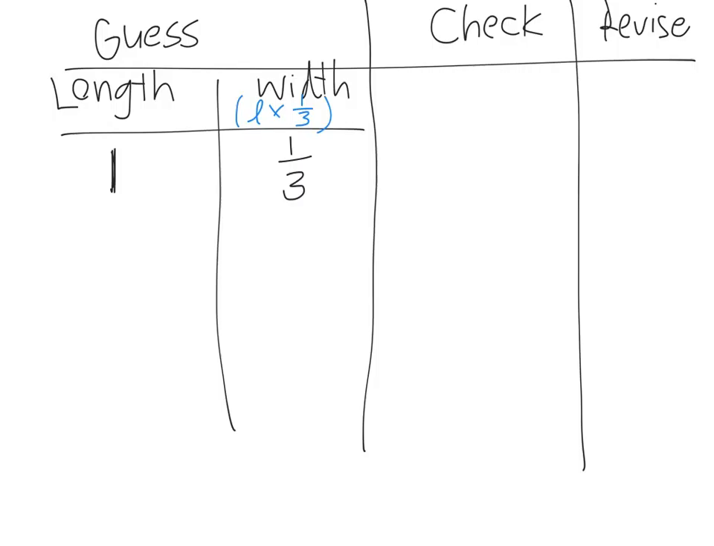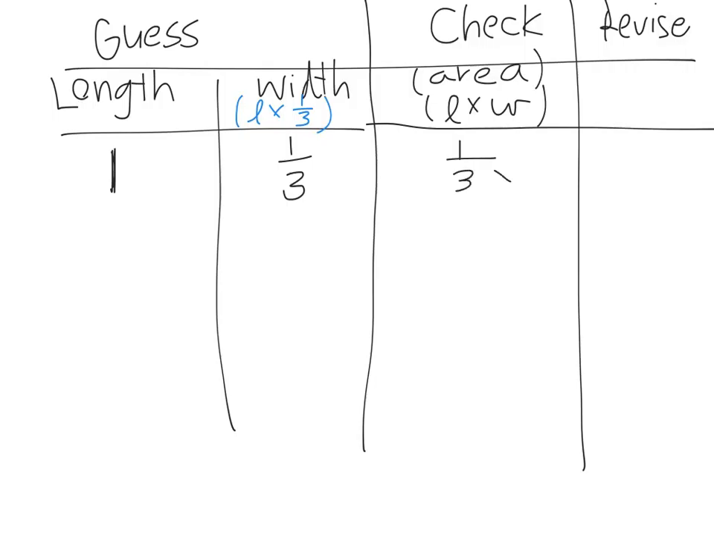Good. Now let's check it by seeing what the area would be. How do I find the area of this rectangle of 1 by 1/3? I do the length times the width, right? So what is the length times the width here? Jason? Which is 1/3 square yards.